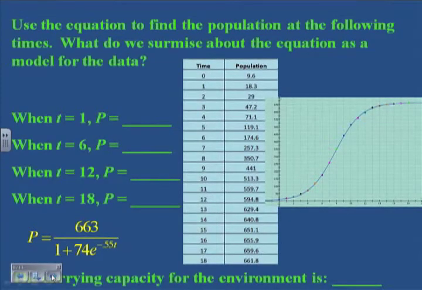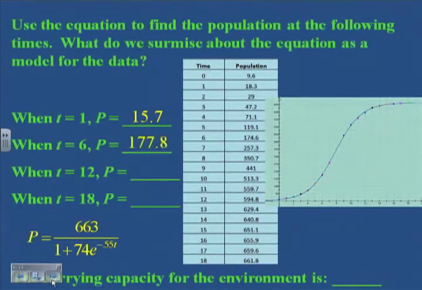Put t equals 1 into here, and I get 15.7. Now, if you look at t equals 1, Tor's data says 18.3. Well, we're not far off. We're not exact, but we're kind of close.